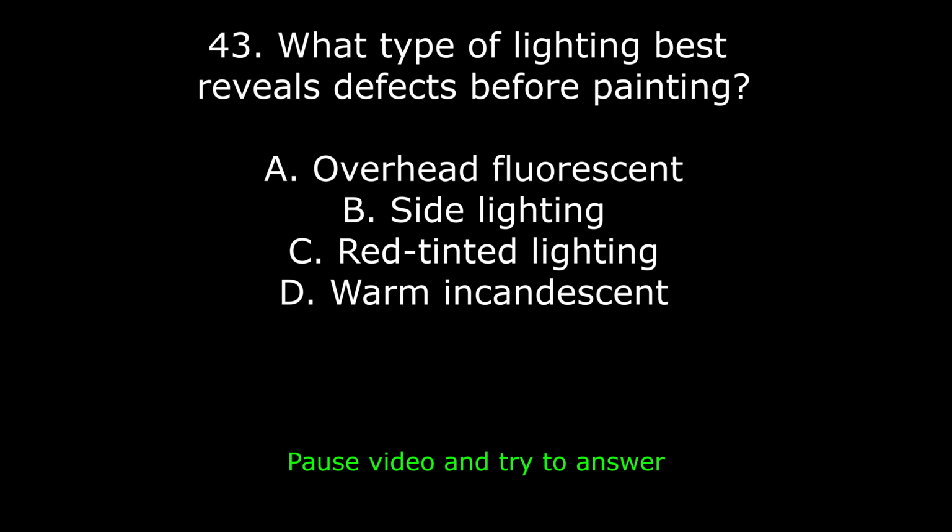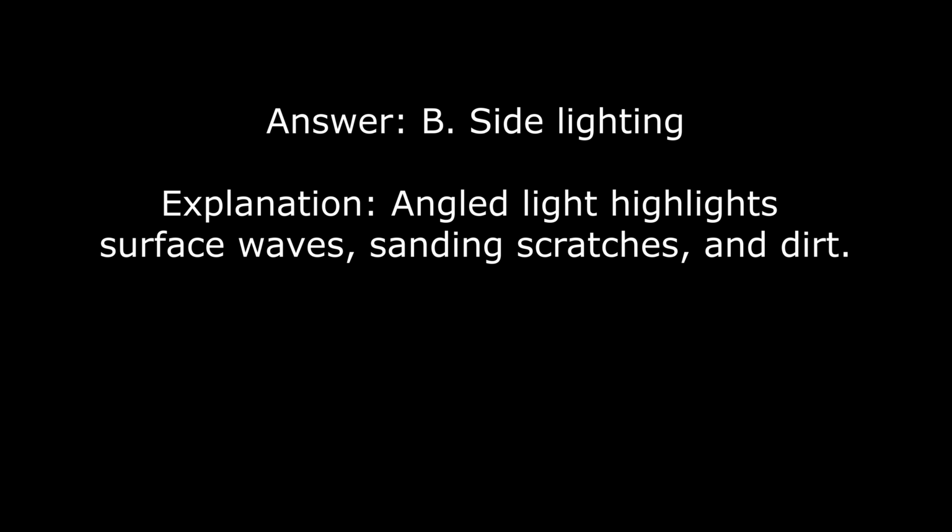43. What type of lighting best reveals defects before painting? A. Overhead fluorescent. B. Side lighting. C. Red tinted lighting. D. Warm incandescent. Answer B. Side lighting. Explanation. Angled light highlights surface waves, sanding scratches, and dirt.